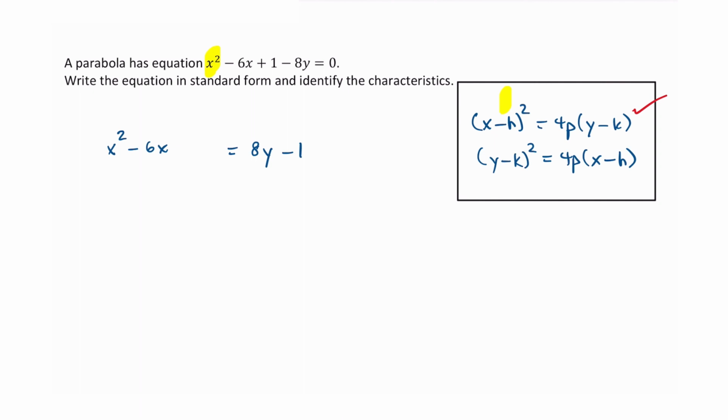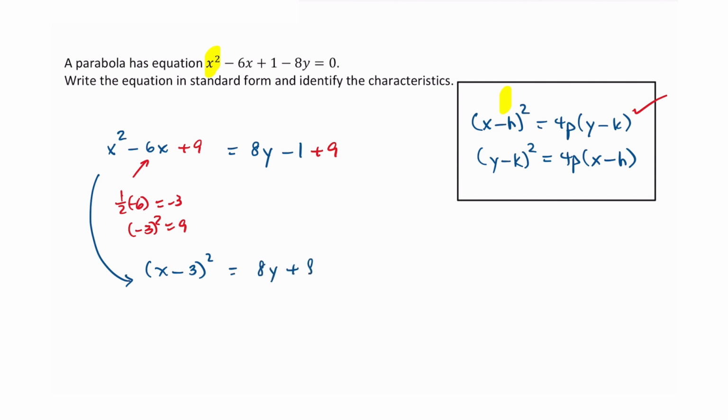And then to complete the square, we focus on this number right here. We take half of negative 6 to get negative 3, and then we square that, and that is the magic number to add to both sides, so that the left side becomes a perfect square. So x squared minus 6x plus 9 is x minus 3 quantity squared. And then on the right-hand side, we just combine like terms. So we have 8y plus 8.